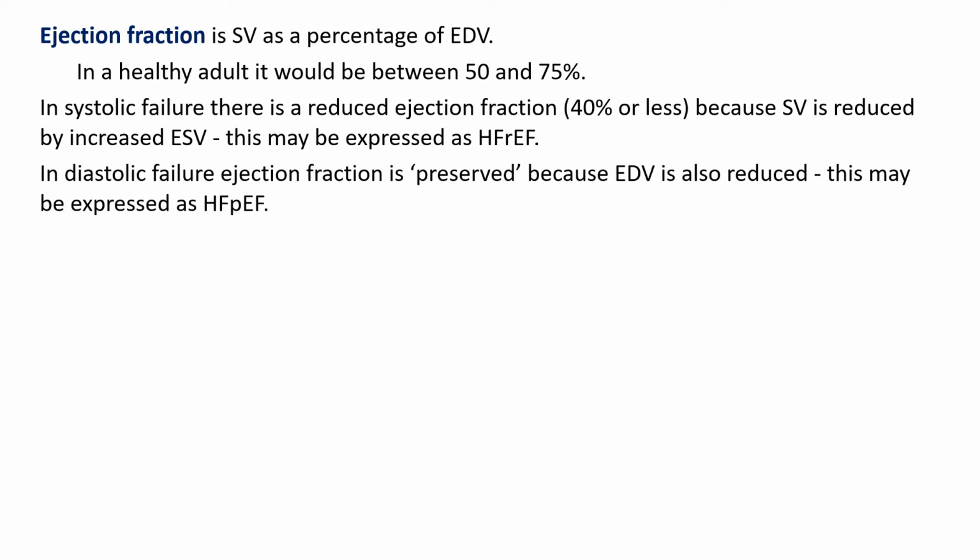In diastolic failure, ejection fraction is preserved because EDV is also reduced. Both stroke volume and EDV are reduced. So we're not actually reducing the difference between the two. So this, in diastolic failure, may be expressed as HF, heart failure, with preserved ejection fraction. So we get HFpEF. So if you see HFrEF, it's talking about systolic failure. If you see HFpEF, we're talking about diastolic failure.